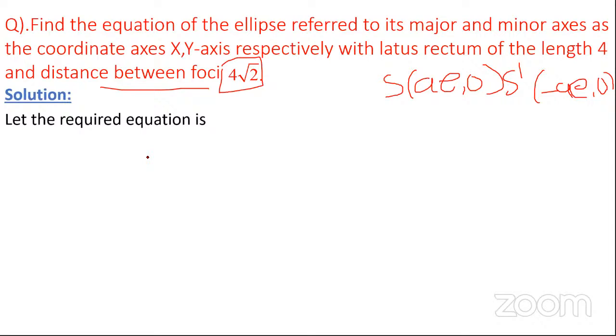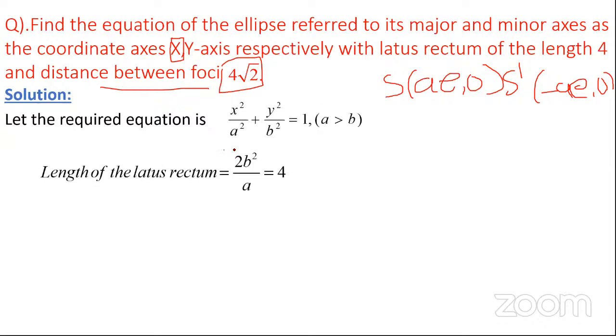Let the required equation be x square by a square plus y square by b square equal to 1, where a is greater than b. Because the question says the x-axis is the major axis and the y-axis is the minor axis. So taking a greater than b, the latus rectum 2b square by a is nothing but 4. So 2b square equal to 4a, then b square equal to 2a.